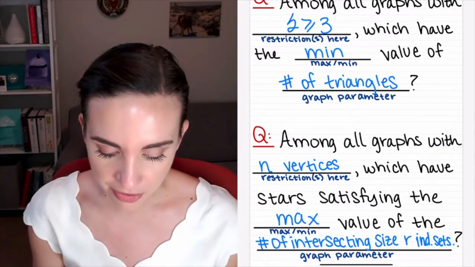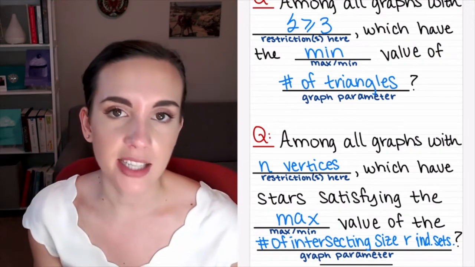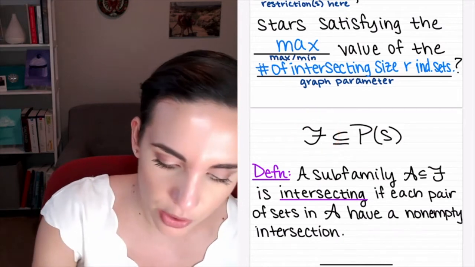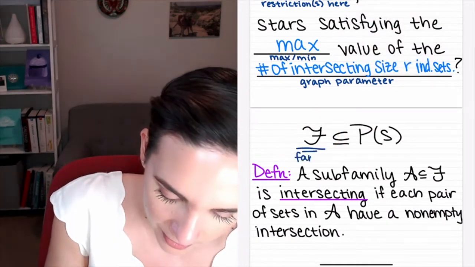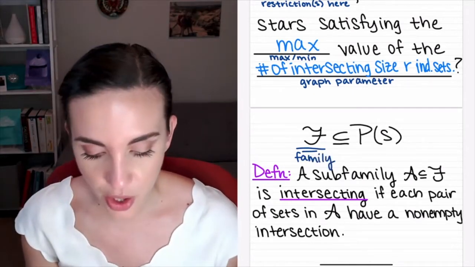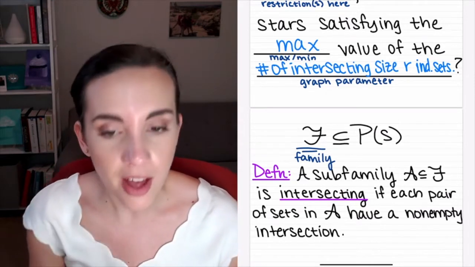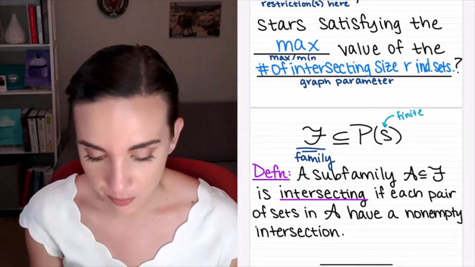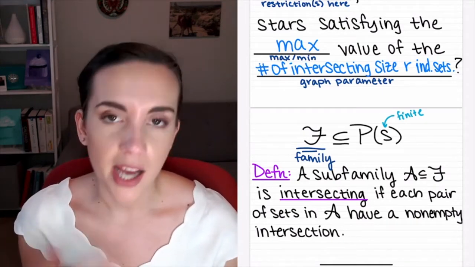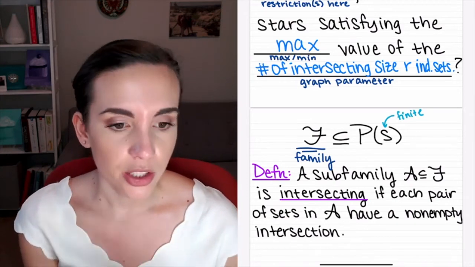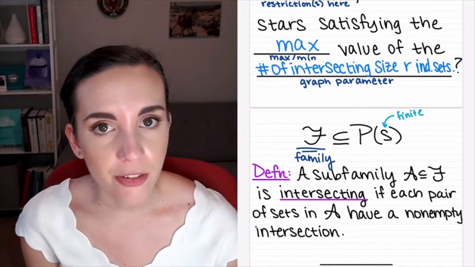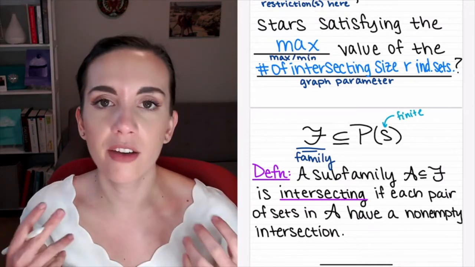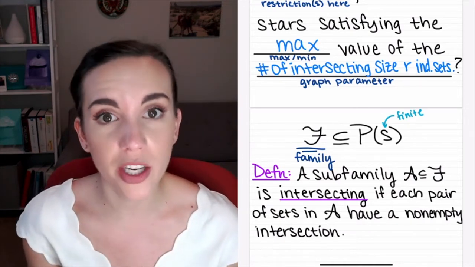And we are going to start by defining, what do we mean by having sets that are intersecting? To define this, let's start first with a family. So script F is a family of sets. So it's basically just a subset of the power set of some finite set S. Okay, so script F is just a set of sets. Then a subfamily, so a subset of script F, is called intersecting if every pair of sets in that subfamily have non-empty intersection. So every pair of sets in this set of sets has at least one common element.